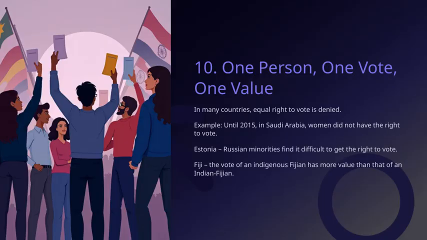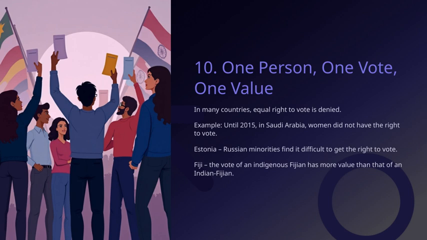Let's talk about the idea of one person, one vote, one value, which is fundamental to fair democratic systems. In many countries around the world, this principle is actually denied or not fully realized. For example, until 2015, women in Saudi Arabia did not have the right to vote, which clearly shows how gender can influence voting rights. Another example is Estonia, where Russian minorities often find it difficult to obtain voting rights, highlighting issues of ethnicity and minority representation.